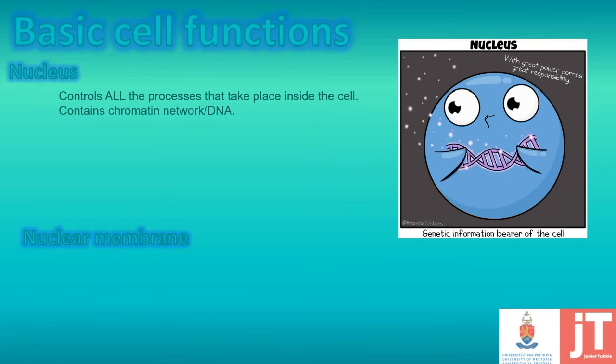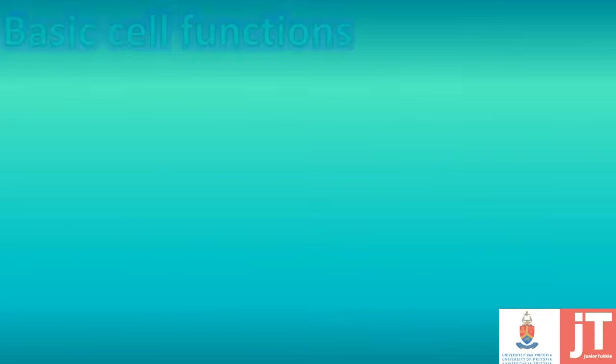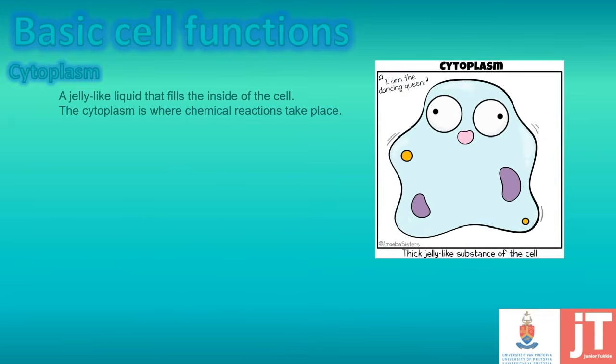Then we have the nucleus. I remember it as the brain. It controls all processes that take place on the inside of the cell, and it also contains the DNA or the chromatin network or your genetic material. Then your nuclear membrane also allows certain substances to move into and out of the nucleus, but this is a double membrane that contains pores. Pores are small little holes in this membrane which allow these substances to move into and out of the cell.